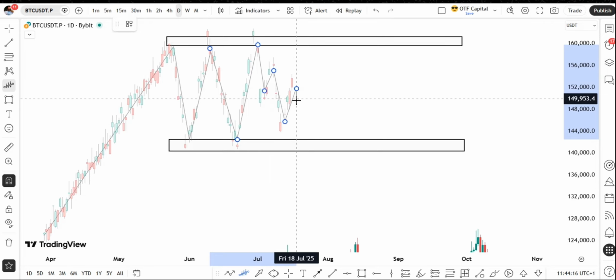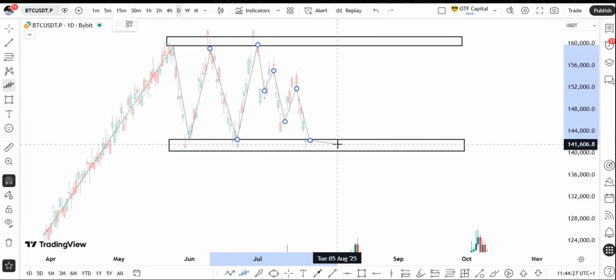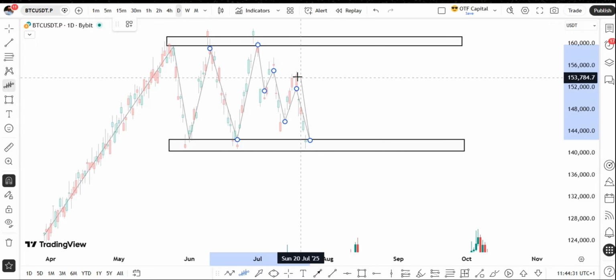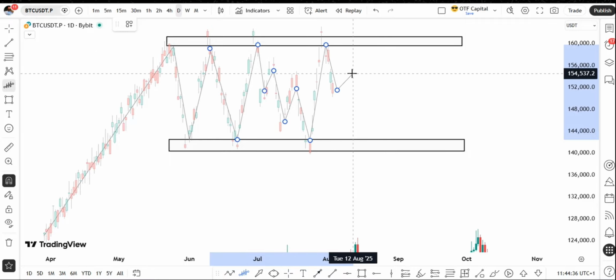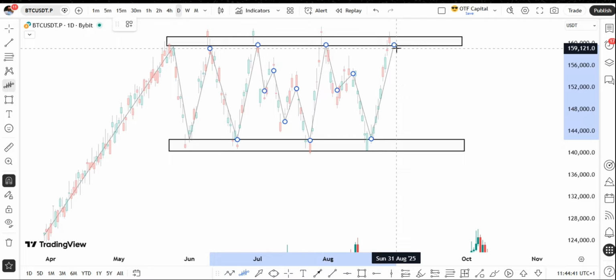Whenever you see price action getting stuck in a box, that's what we call a ranging market, a sideways market. As you can see how it is moving, it can also be called consolidation. This is how it is going to be consolidating until a certain period of time.